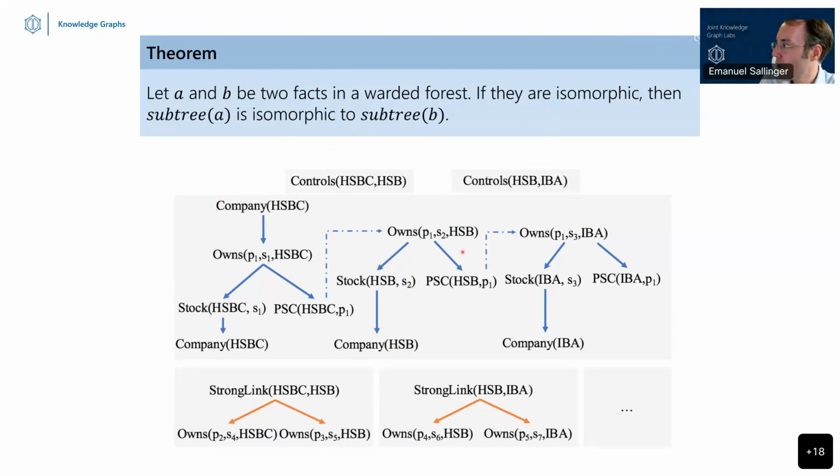So for example, if you have two facts here, say Ownership P1 of HSB, IBA, well, they are not yet isomorphic because we see two different banks here. But if these facts were isomorphic, so if we would get a second time HSB, and we actually get that, look down here, or we get a second time the fact Company HSBC, these are trivially isomorphic because they only contain constants, we actually can cut off the chase. And that's now the trick.